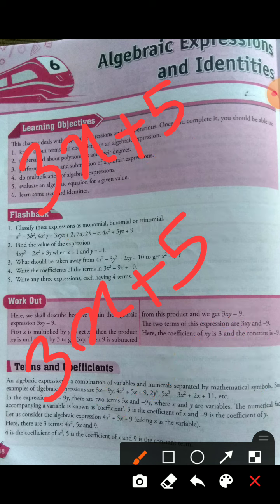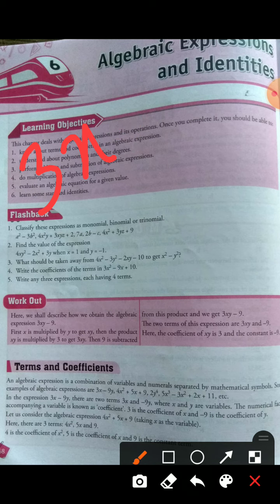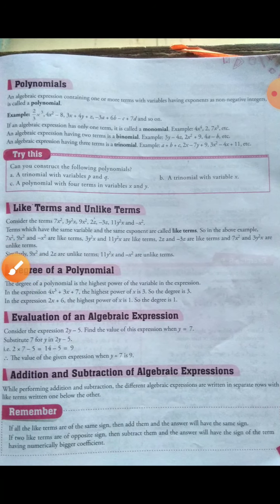So now you know what is term, what is coefficient and what is variable. Now moving on to the next, polynomial. Right, so a polynomial is an algebraic expression containing one or more terms with variables having exponents as non-negative integers. These are the algebraic expressions containing one or more terms with variables whose exponent or power is a non-negative number, right?